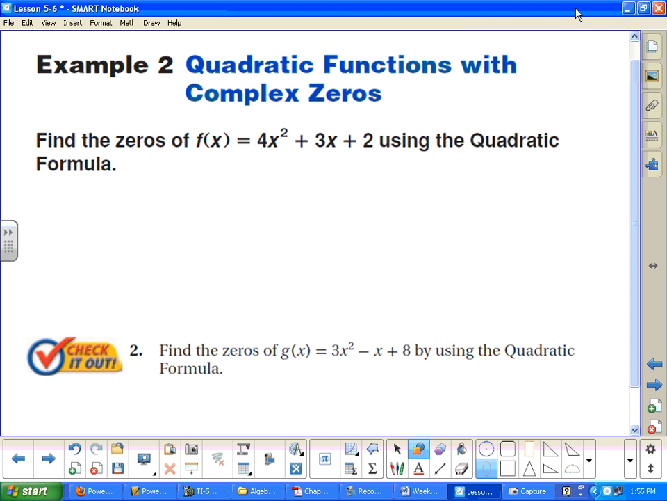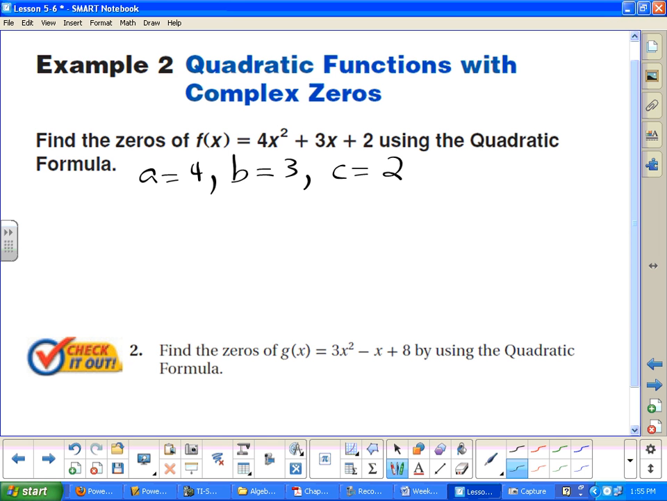Okay, so we identify A, B, and C again. A is 4, B is 3, and C is 2. Now, the only difference with this one is you should end up with a negative number under the radical, right? So then we're using our imaginary or complex number part.